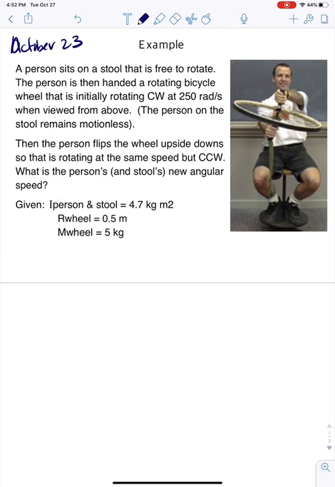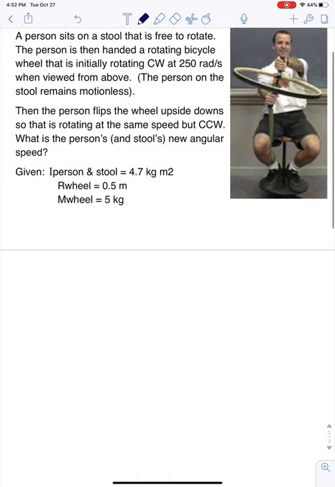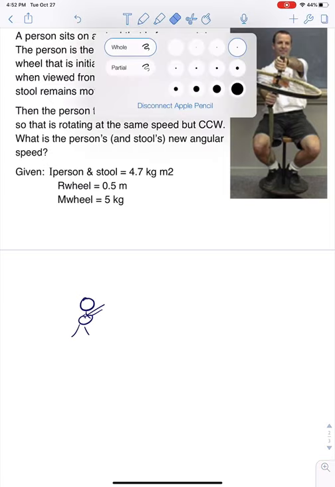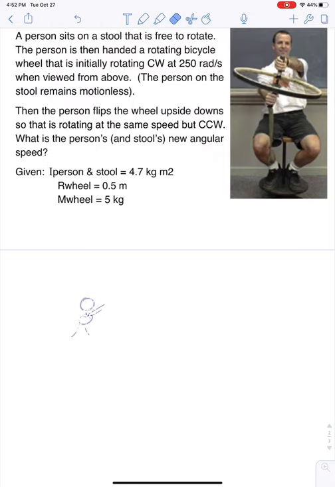The principle we want to use in this question is conservation of angular momentum. To help understand this, I'm going to draw it from the top. I'm drawing the person's head here. Imagine that you're looking at this from the top. Sorry, this is a terrible drawing. Let me try again. I'm just going to draw the person's head, his arms sticking out, and here's the wheel rotating.